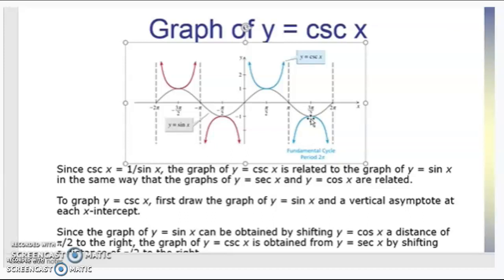So, like the secant function, the cosecant function consists of two parabolas. Its period is also the same as the period of the function it is the reciprocal of, which is 2 pi. The most common section of this graph is the fundamental cycle, and that is indicated as always in blue.